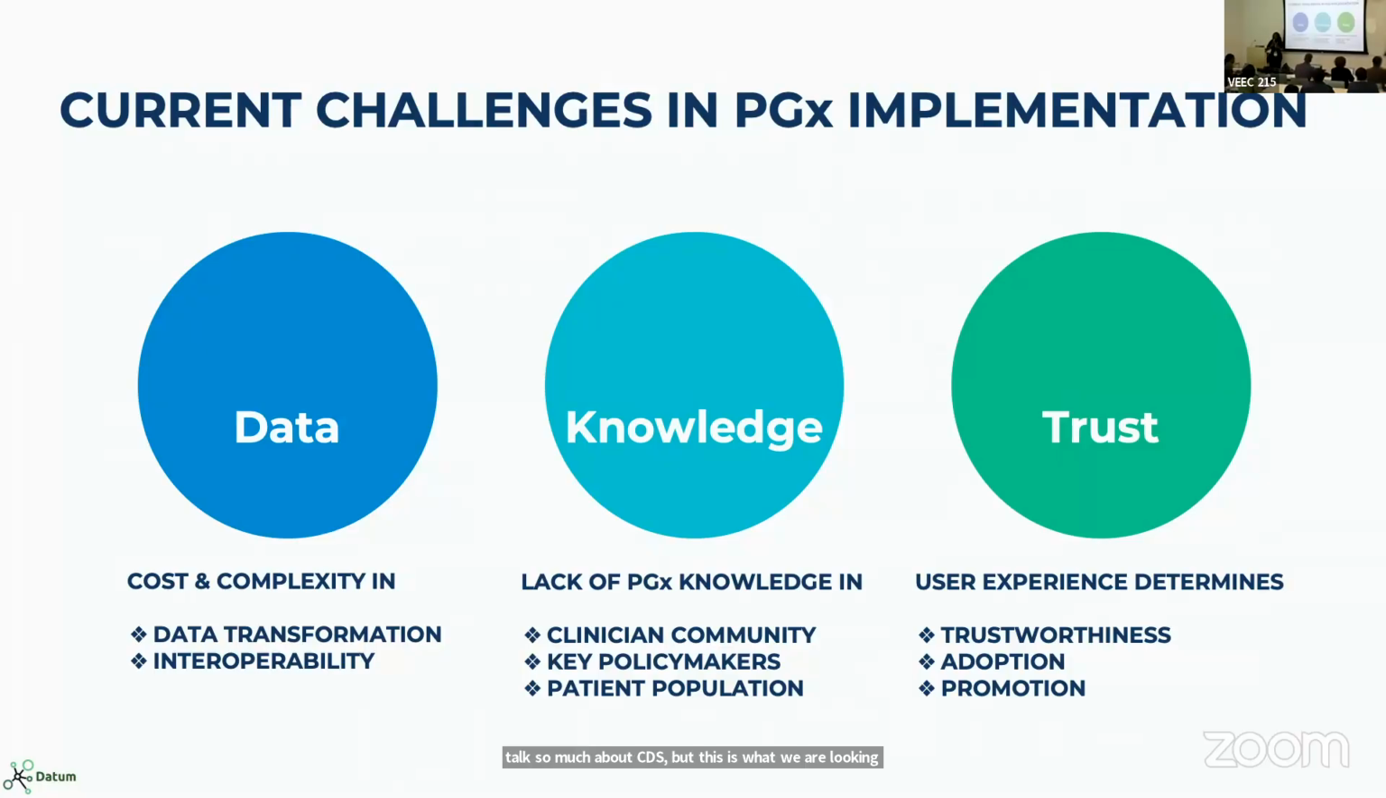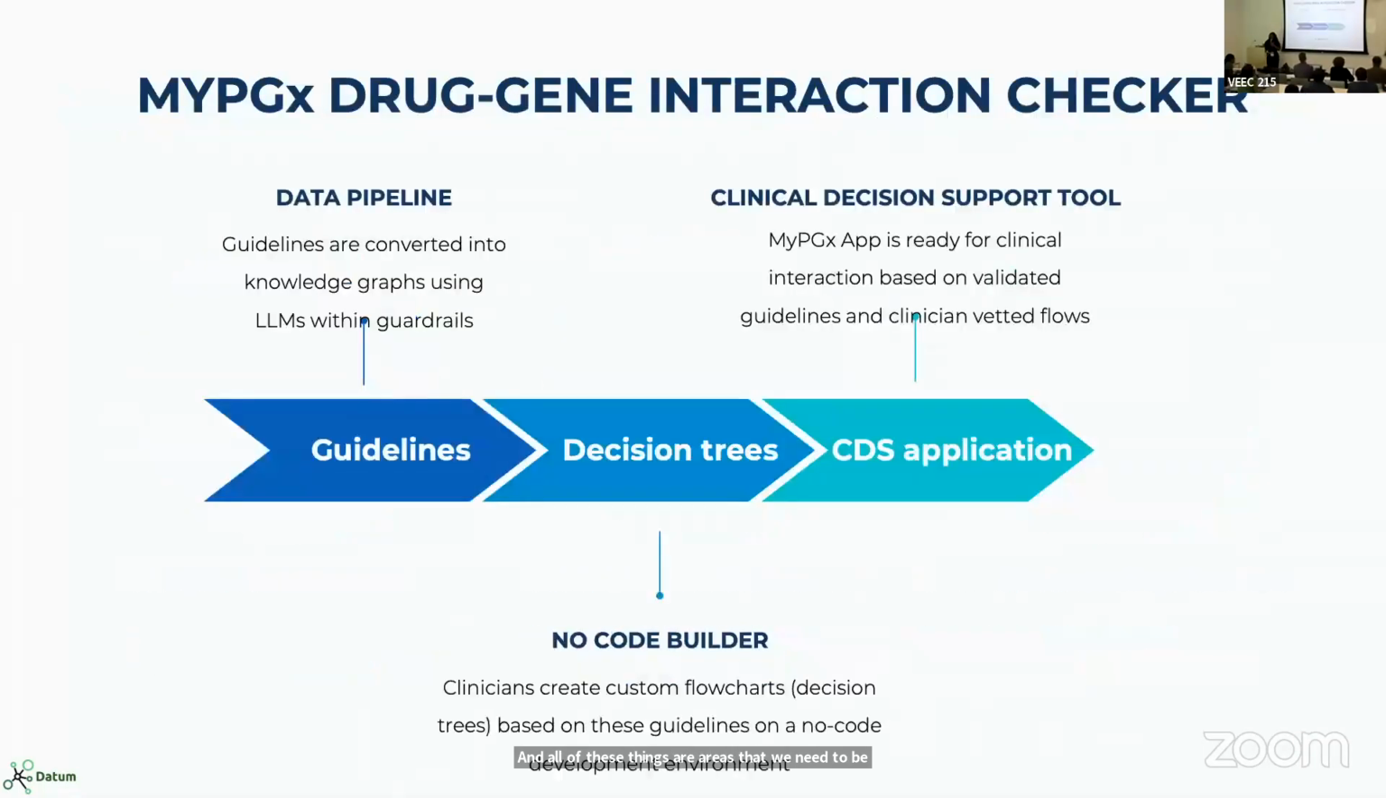And so some of the challenges as I've listed here are a data challenge, a knowledge challenge, and a trust challenge. And all of these things are areas that we need to be able to address when we build applications. So we started with something called MyPGX, and this is a drug-gene interaction checker that uses data pipelines from clinical guidelines, also knowledge graphs, large language models, as many of you have mentioned previously here. And then these guidelines feed into decision trees, and we'll show a few of those. And then finally, the clinical decision support application.